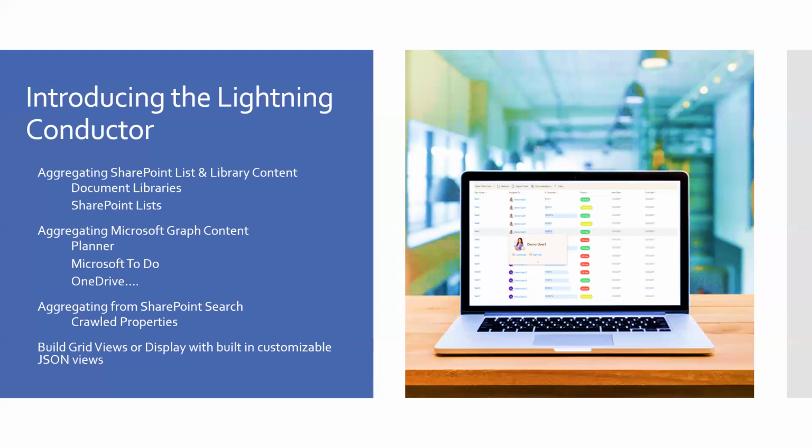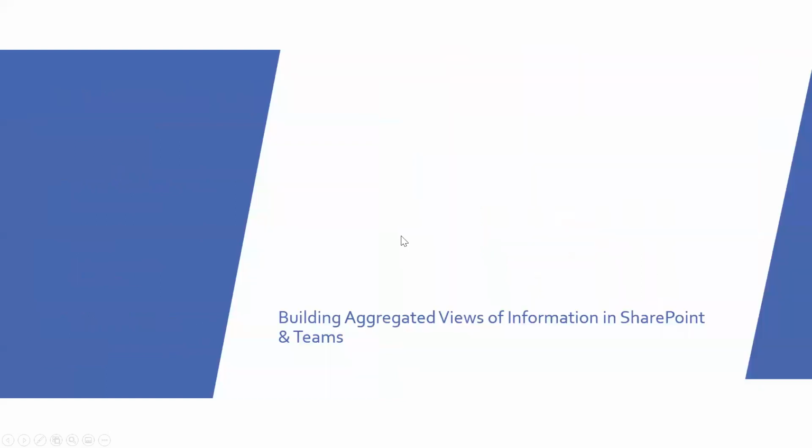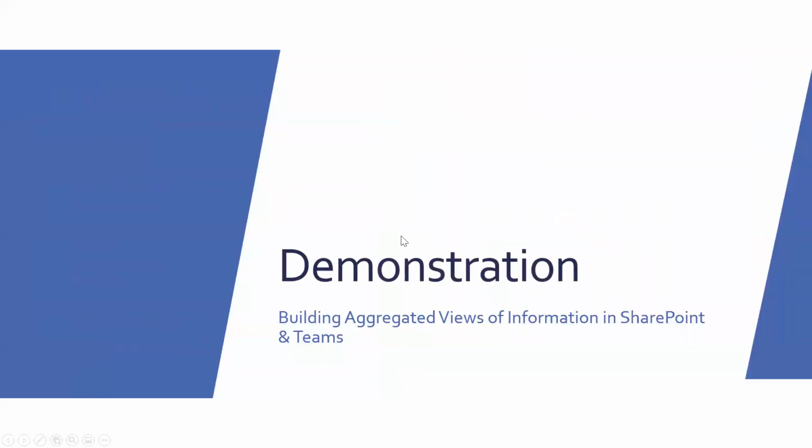So you can display content inside of calendars, or in tile views, or even in planner views as well. And those JSON views are also customizable. So if you wanted to take an example of what we've provided out of the box with the Lightning Conductor and make it your own, you can also do that, or even create your own JSON view from scratch. Okay, so that's enough of talking, or slides at least.